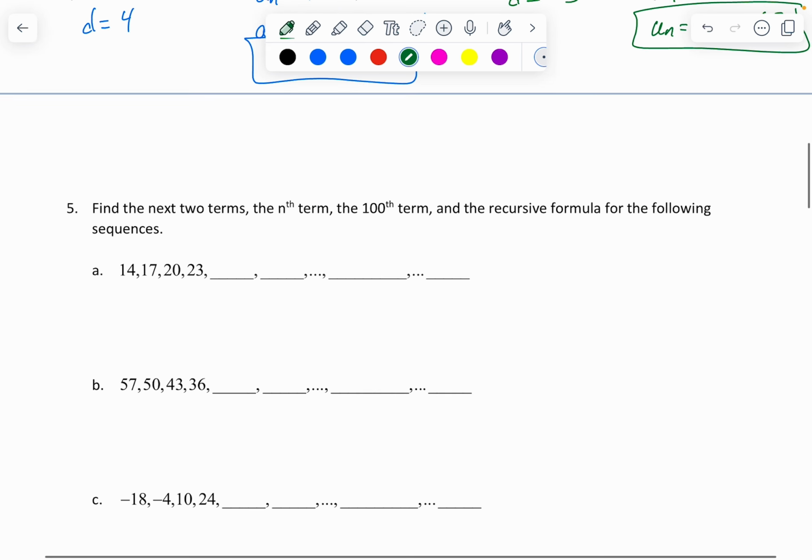Okay, the next one, I'm giving you some terms, and I want to find the nth term. So this is a space for the nth term to go here, and then this will be the space for the 100th term. Okay, and then we'll write a recursive formula somewhere else.